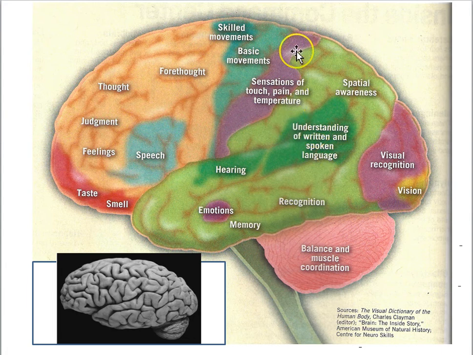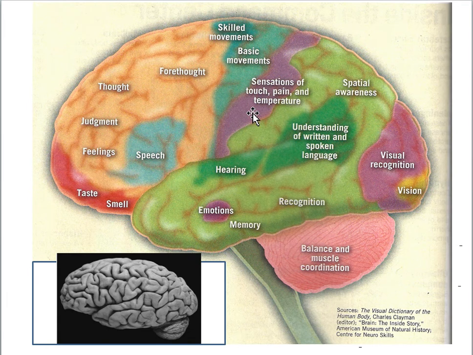For example, take a look at this purple area here. It says sensations of touch, pain, and temperature. If we measure brain activity here, and by that we mean the electrical activity of the brain, and we'll see that brains are composed of brain cells that are electrically excitable. So when are these brain cells activated?